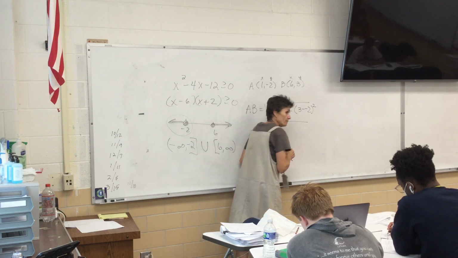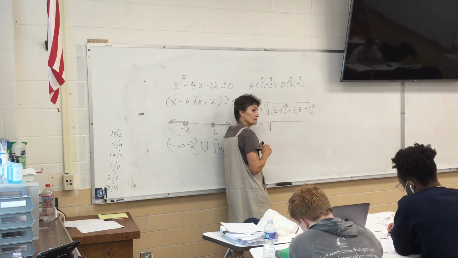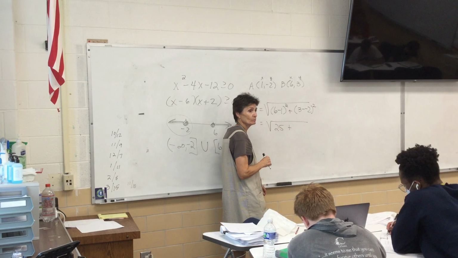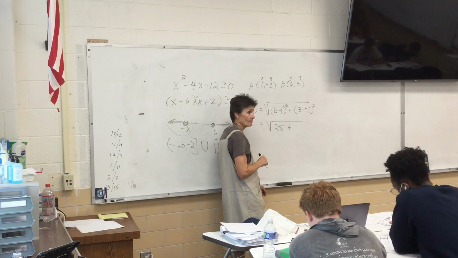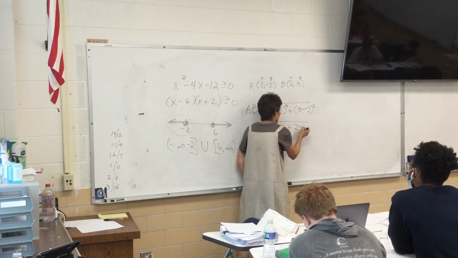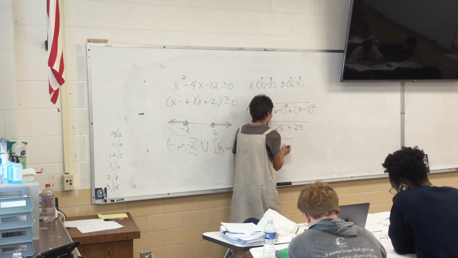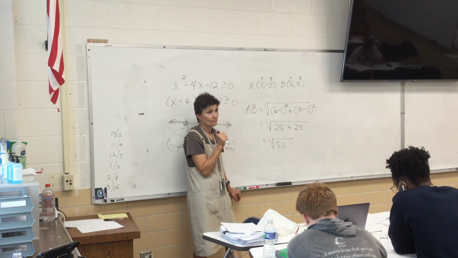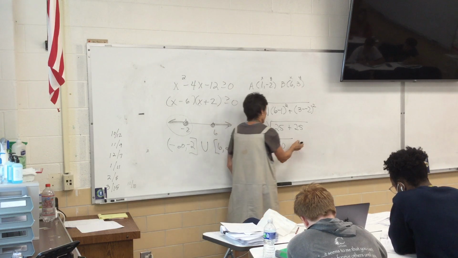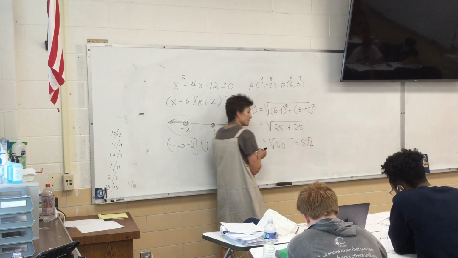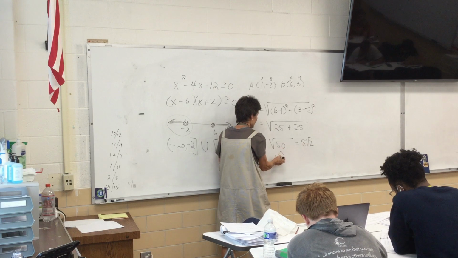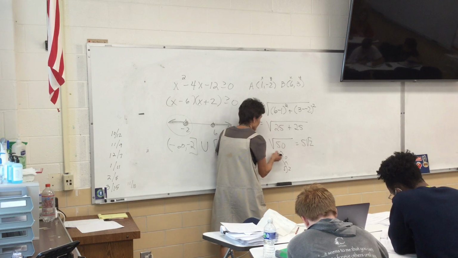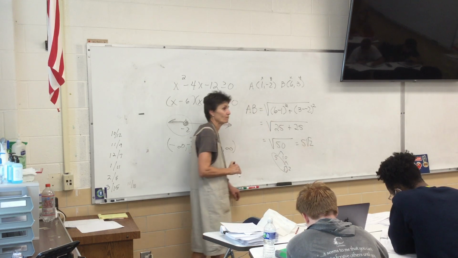Alright, what's 6 minus 1? 5. Squared, 25. What's 3 minus negative 2? 5. Squared is 25. What about the square root of 50? Remember, you have to break them down if they break down. 5 root 2. So those of you that are a little bit behind on that, it's 25 times 2, which is 5 times 5 times 2. So it's 5 on the outside, 2 on the inside. Perfect.